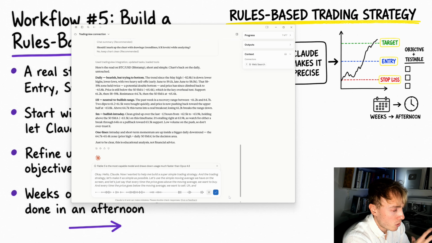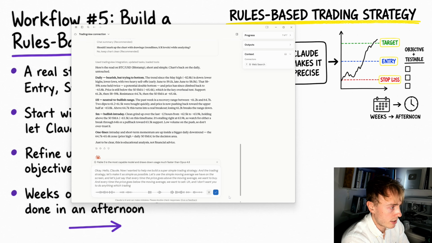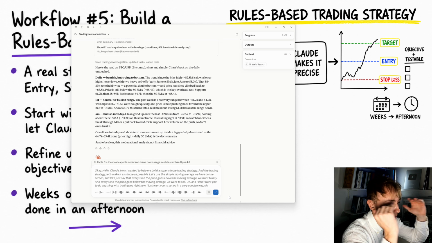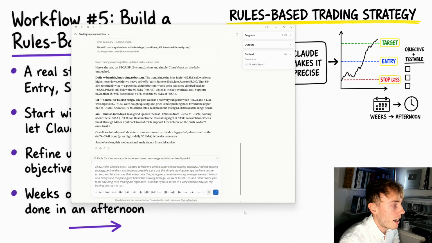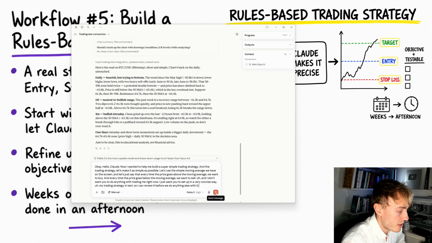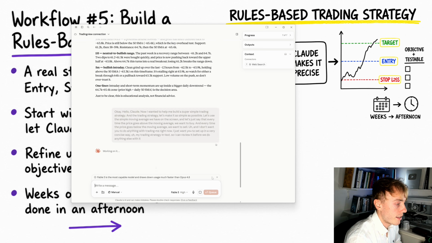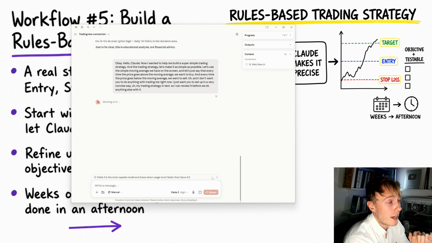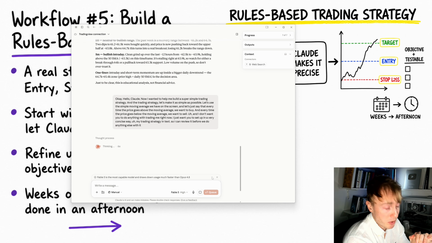And I don't want you to do anything with TradingView right now. I just want you to set up in a very concise way my trading strategy in text, so I can review it before we do anything else with it. And then I press done, like that, and enter. And now we just let Claude cook for a while, and let's see the output.